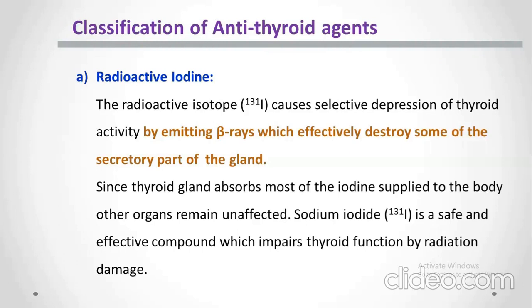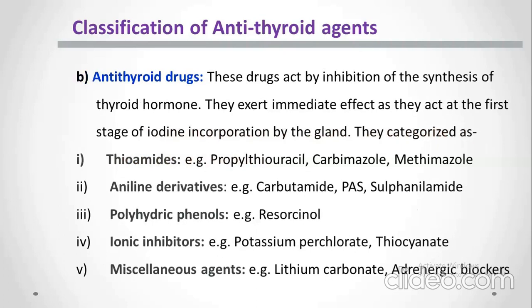First, about radioactive iodine. The radioactive isotope causes selective depression of thyroid activity by emitting beta rays which effectively destroy some of the secretory part of the gland. Since the thyroid gland absorbs most of the iodine supplied to the body, other organs remain unaffected. Sodium iodide is a safe and effective compound which impairs thyroid function by radiation damage.